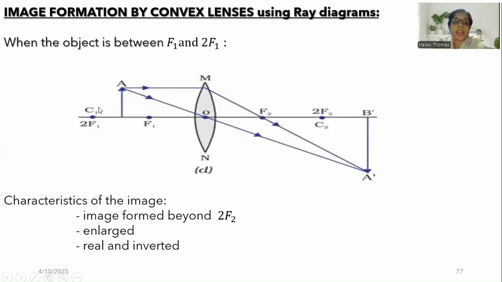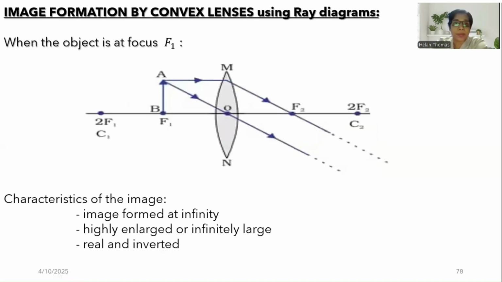So when the object is at infinity and beyond 2f, you had a real and inverted but small image. At 2f1, you got the same size image, and moving forward from 2f1 towards the optic center, you will have enlarged images. That will be your pattern of the image.